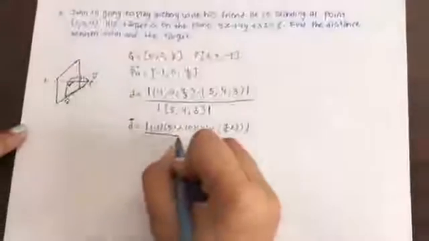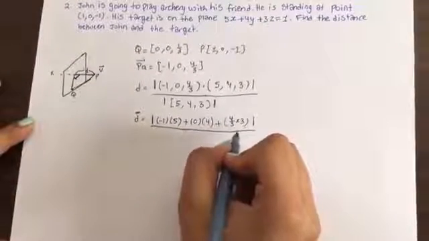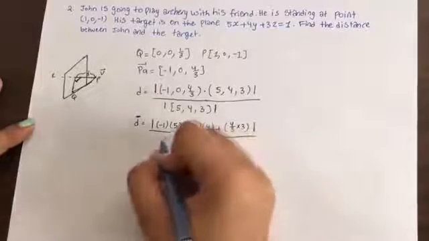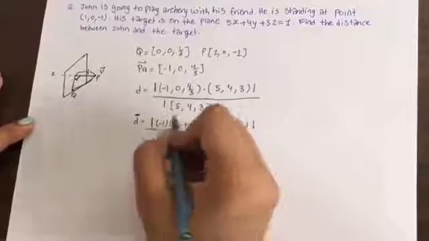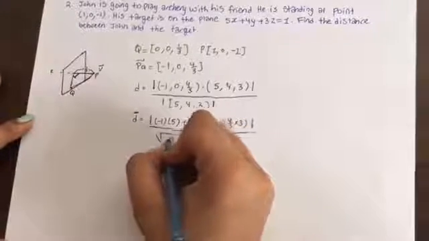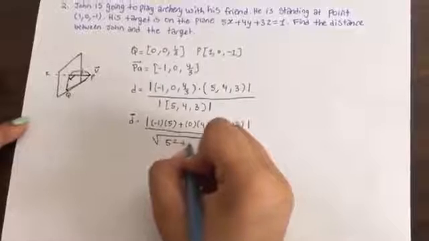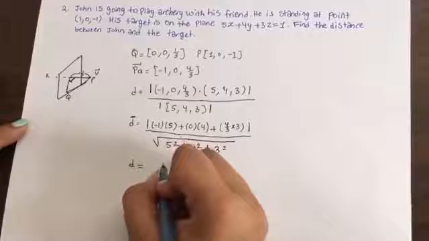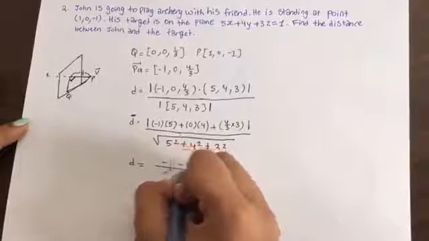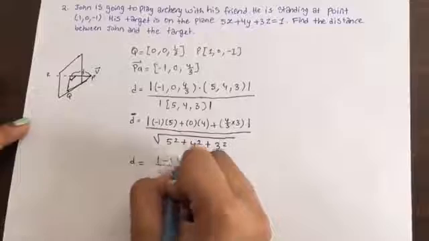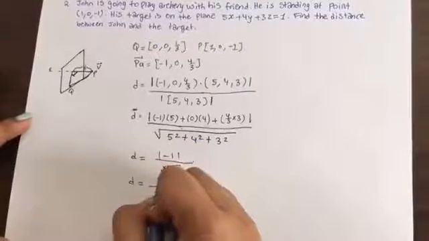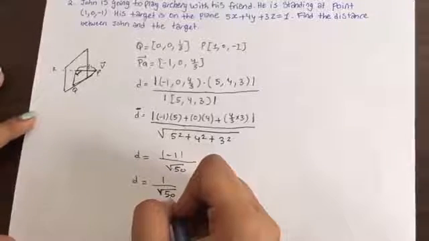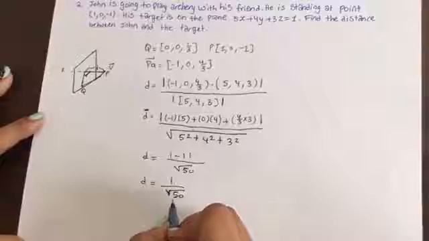To find the dot product of PQ times the normal, divided by the magnitude of the normal: the dot product would be this top line here, and we're going to divide that all by the magnitude of the normal vector. So that would be the square root of 5 squared plus 4 squared plus 3 squared. So this in turn is going to give us -1 over root 50, but since we want the absolute value, we get the distance of 1 over square root of 50 as our answer. So that is the distance between John and the target, 1 over root 50.